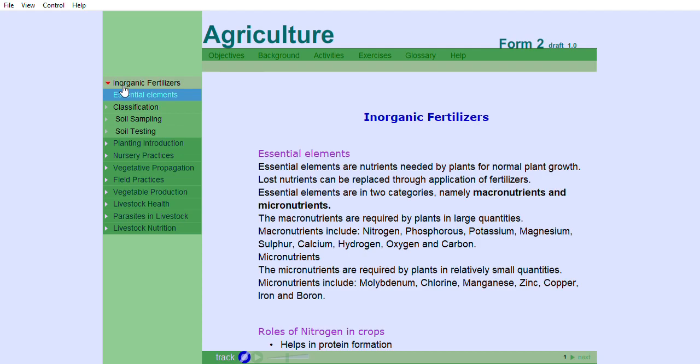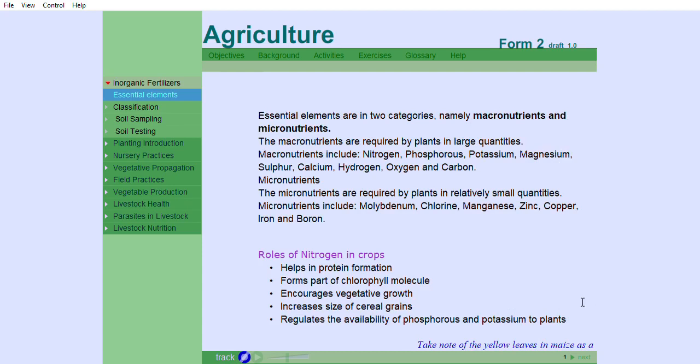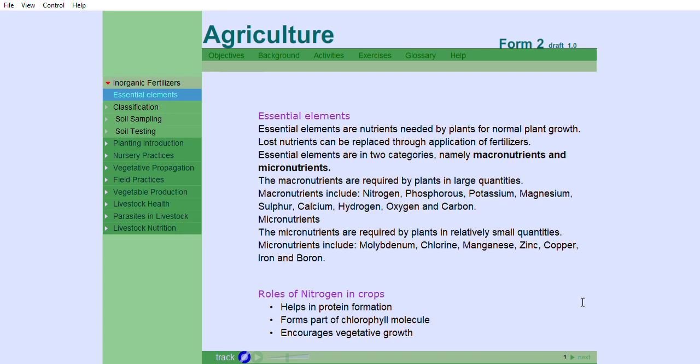Essential elements. Essential elements are nutrients needed by plants for normal plant growth. Lost nutrients can be replaced through application of fertilizers. Essential elements are in two categories, namely macronutrients and micronutrients.